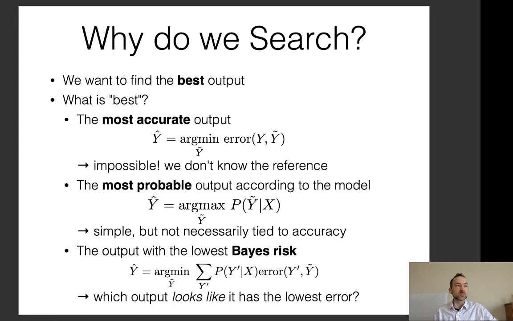This is important to think about because many people don't necessarily think about it: during search, we're searching for the most probable output, but what we actually want to output is the most accurate. So Bayes risk gives you something in between those two. It's plausible to calculate, but also considers the error.